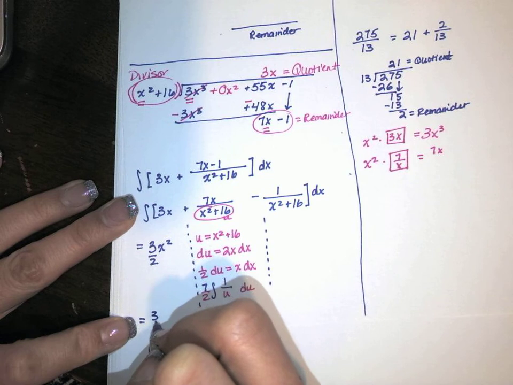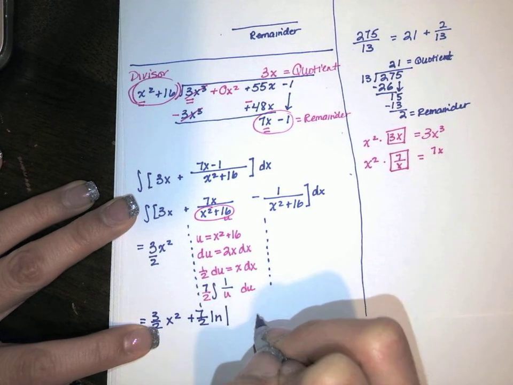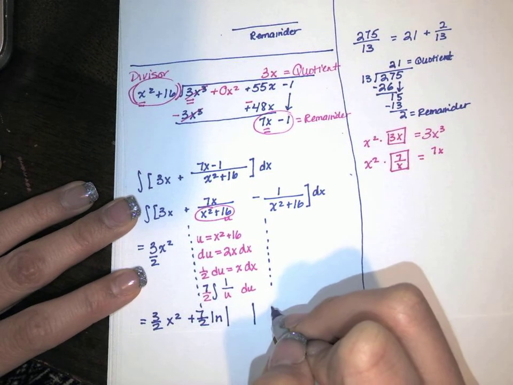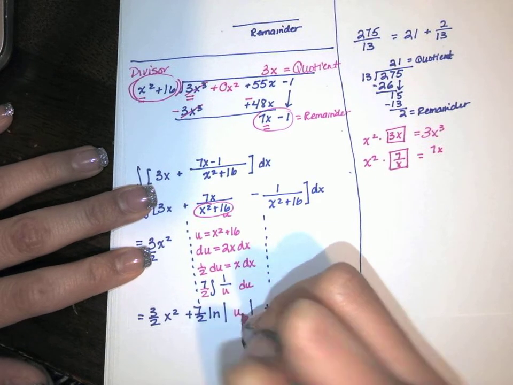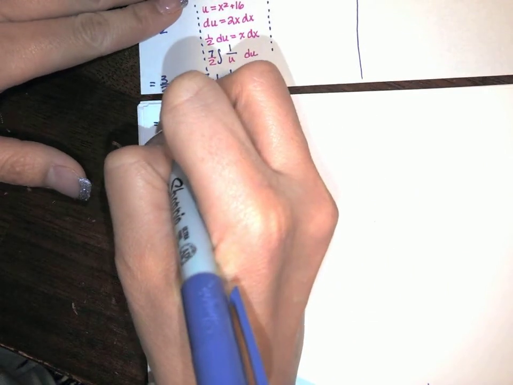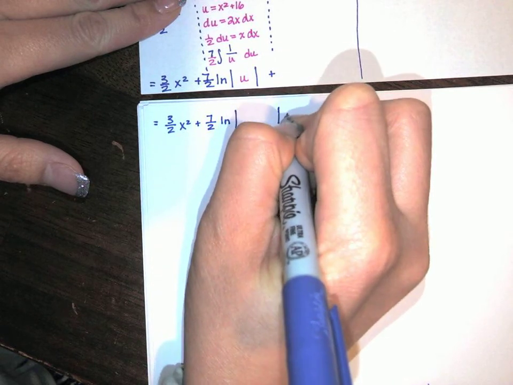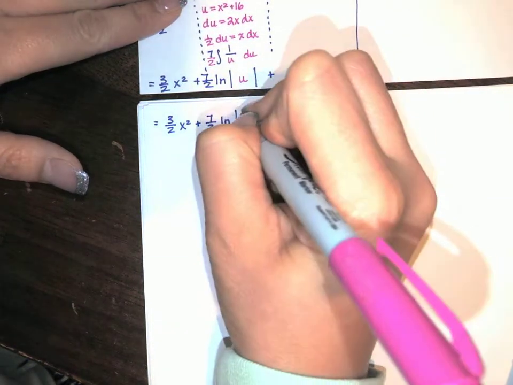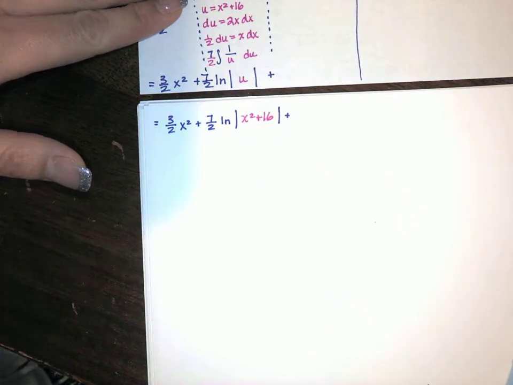So we've got 3 over 2 times x squared plus 7 over 2 times the natural log of the absolute value of u plus whatever we get over here. Running out of space. Let's finish up our u-sub on the next page. I've got 3 over 2 x squared plus 7 over 2 natural log of the absolute value of u. But u was x squared plus 16, so we can substitute that in. And then the last thing we do is our last piece over here.